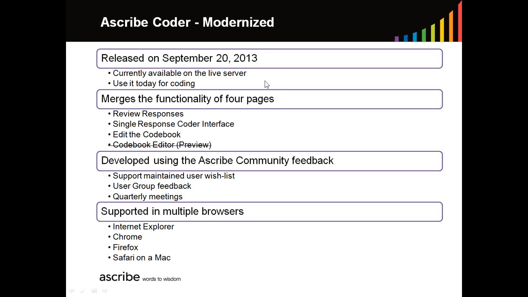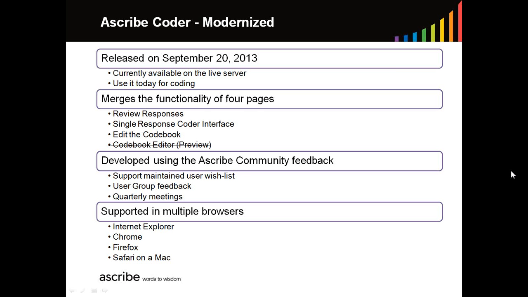There we are. So again, I'm down here on developed using Ascribe community feedback. When the development team sat down to rewrite Ascribe Coder, they took our support-maintained user wish list and looked at everything that we had requested for review responses, the single response coder interface, and edit the codebook, and also the Codebook Editor Preview. And they also took our user group feedback. Our development team has been working very closely with our users group to improve Ascribe Coder as we move forward.